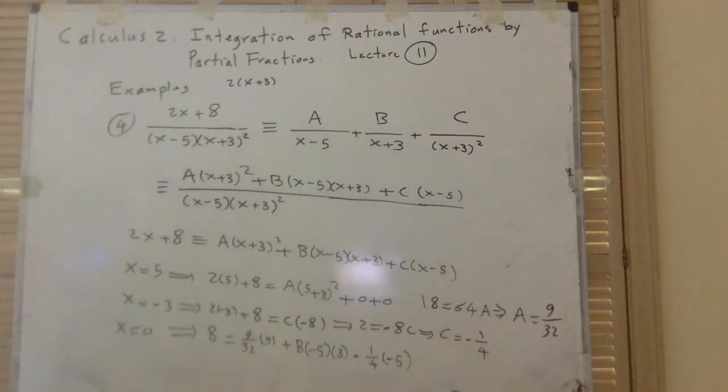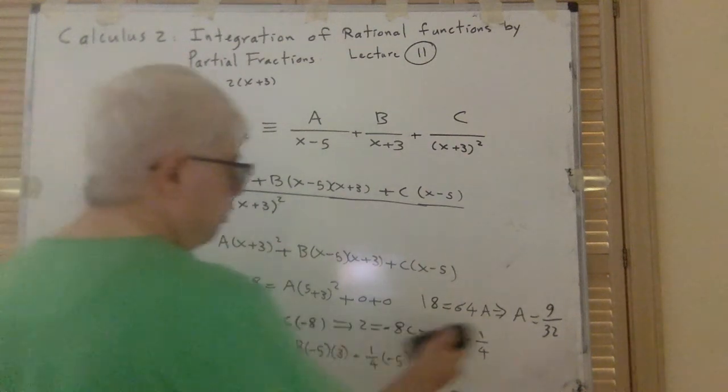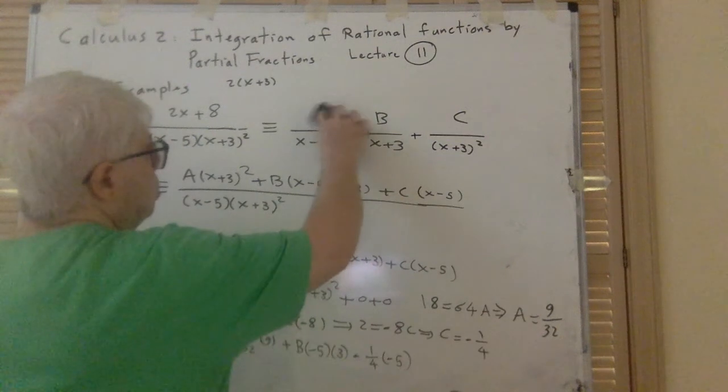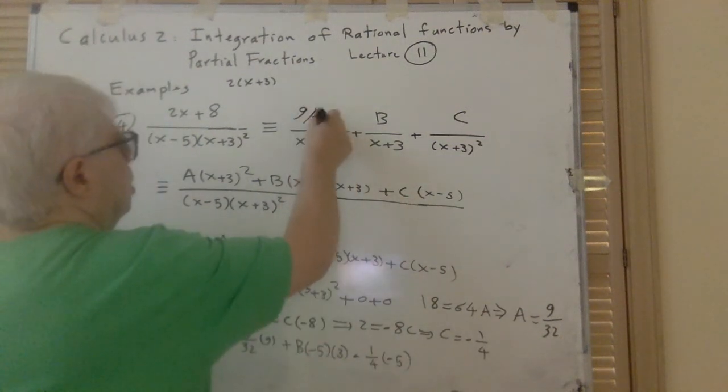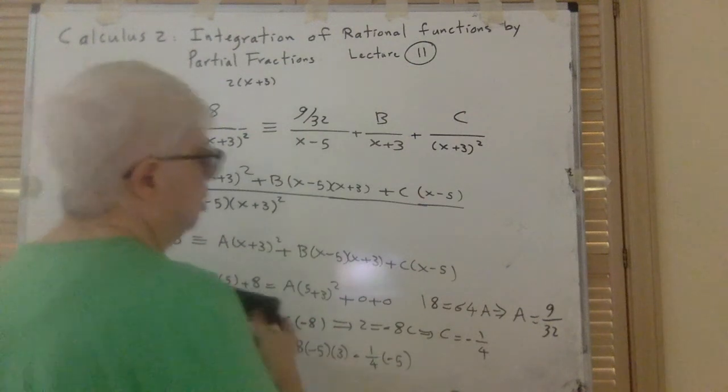Okay. So, let me write these on top here. So I found A is 9 over 32, so let's put 9 over 32 here. And I found C is minus 1/4.